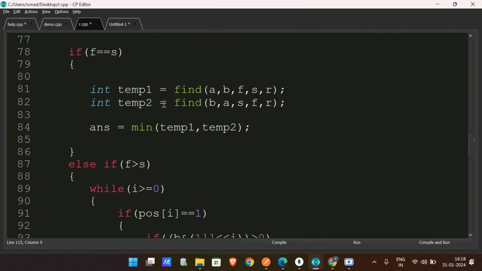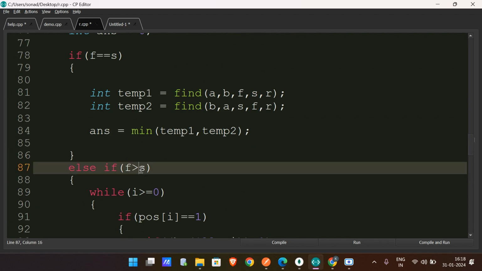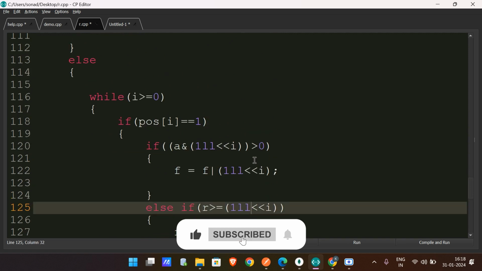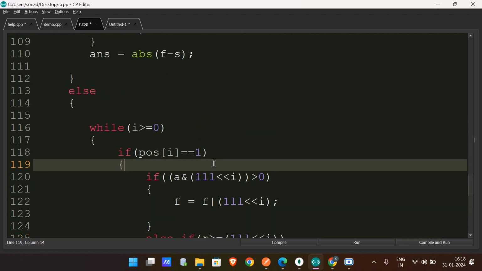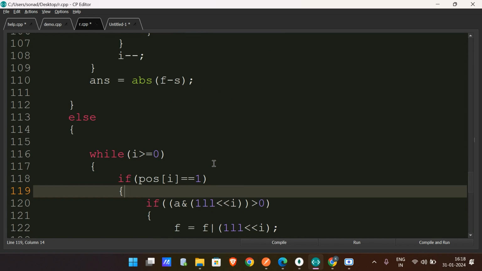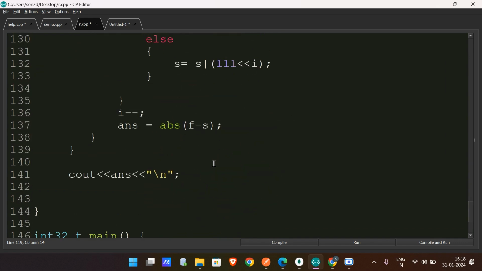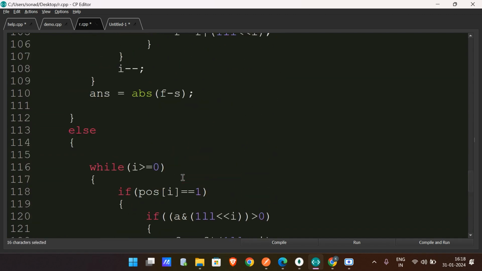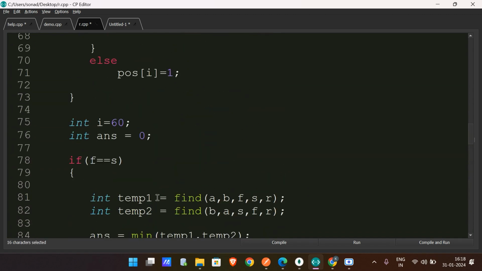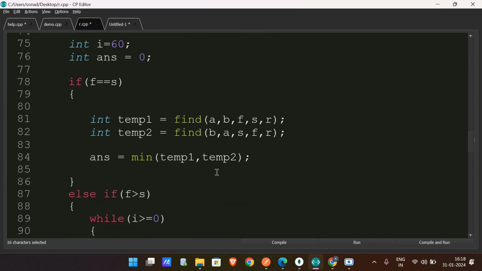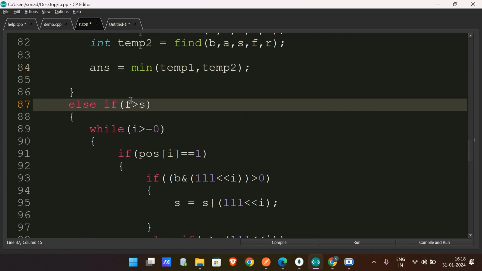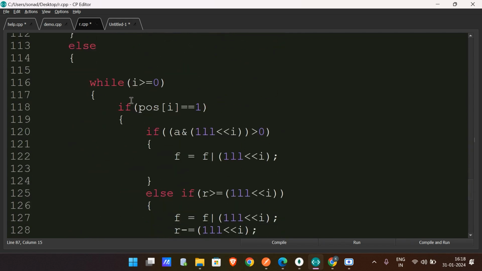But what if S is greater than F? Then I have to increase F. So I'm doing the same thing for F now, incrementing the F if possible from the last position to the 0th position, and again the absolute difference would be our answer, and then printing it. So the basic idea is, if both are equal, then I'm checking for either to put for F or S and taking the minimum of both. If F is greater than S, then increment S. If F is less than S, then increment F.